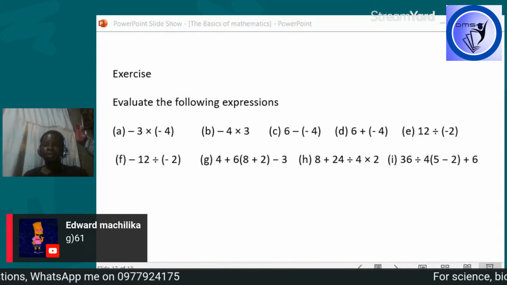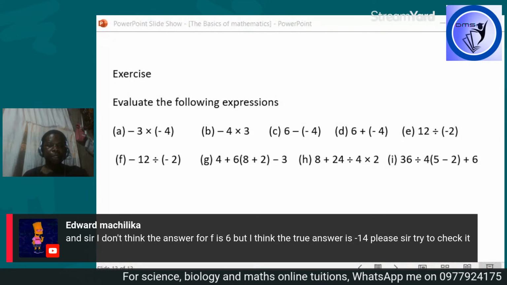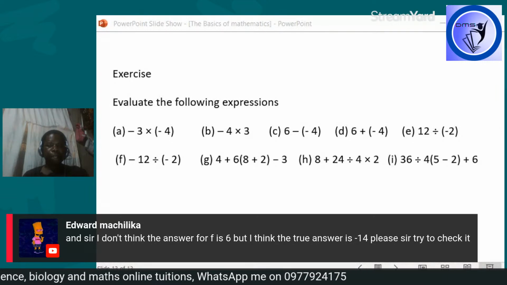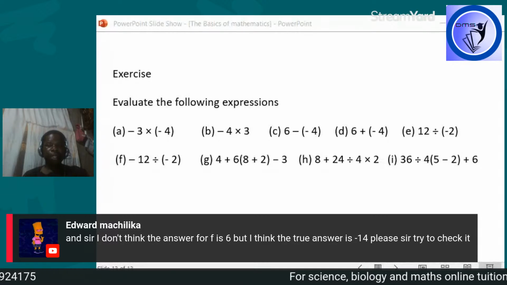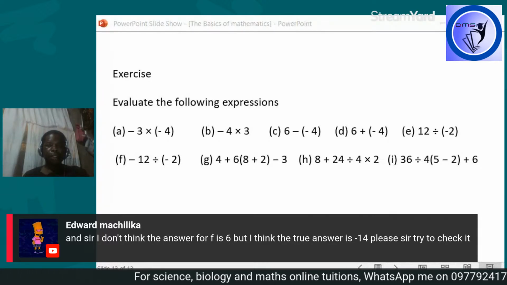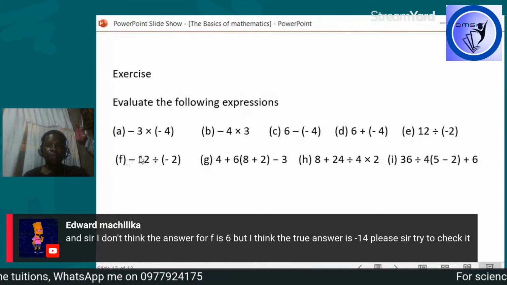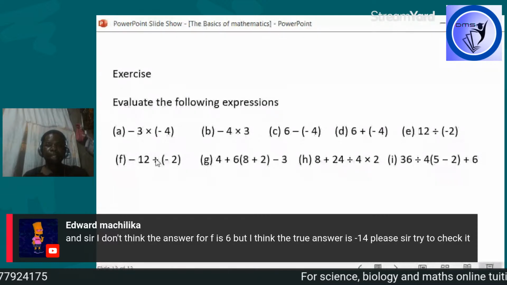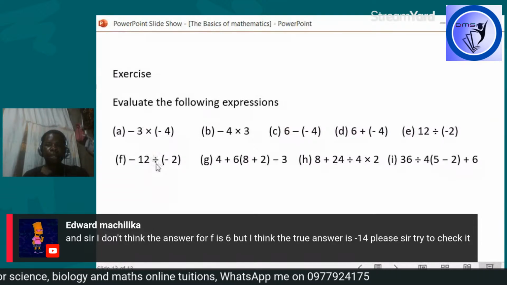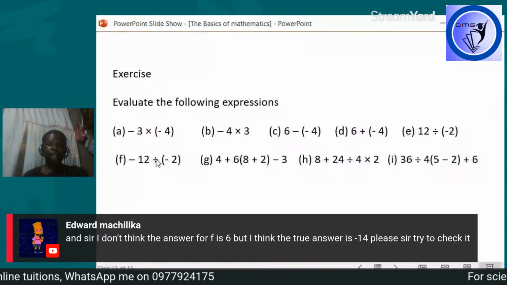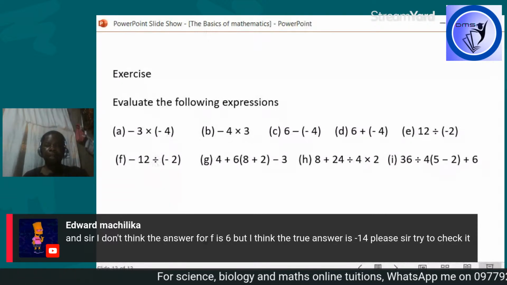Then this one, Edward, G is 61, yeah, that is true. Then Edward, you say you don't think the answer for F is 6, but that the true answer is 14. No, Edward, look, we check here. There's a division here. Let me just get a slide so that I show. Check F, we have 12 divided. You are seeing it as though there's a plus here, Edward. So there it's a division and not a plus, Edward. I hope you are getting me. It is a division and not a plus. But if it is a plus, yes, the answer is negative 14. But now there's a division here, Edward. I hope you can see.